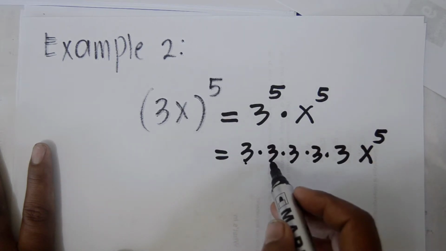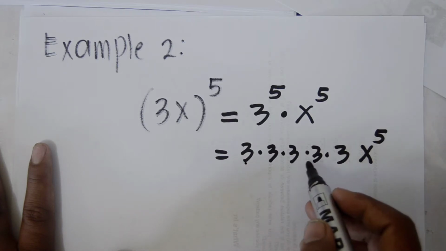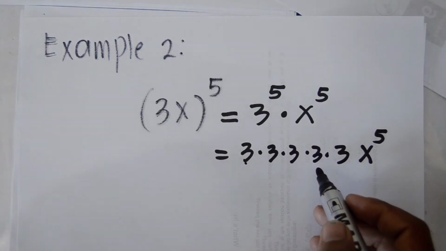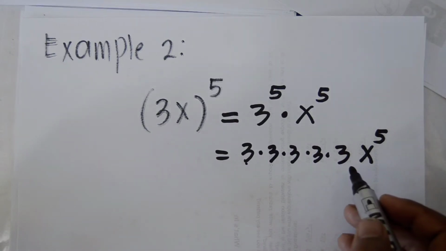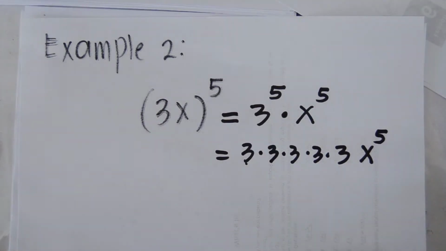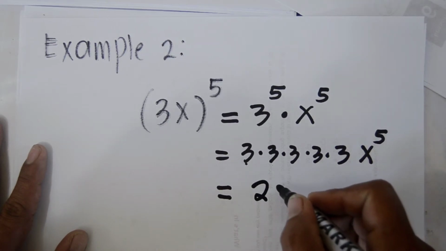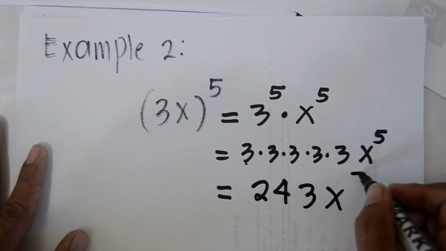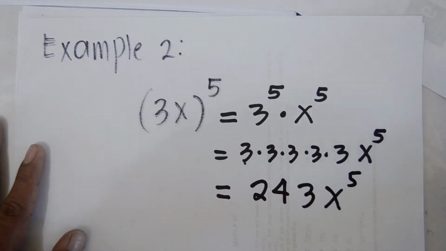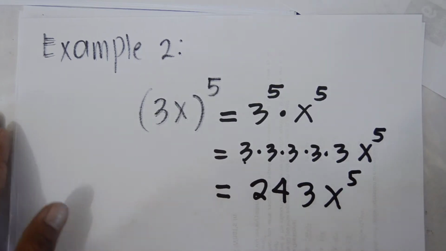So 3 times 3, that is 9. 9 times 3, that is 27. 27 times 3 times 3. The result is 243. So this is equal to 243 x to the power of 5. So that is our final answer.